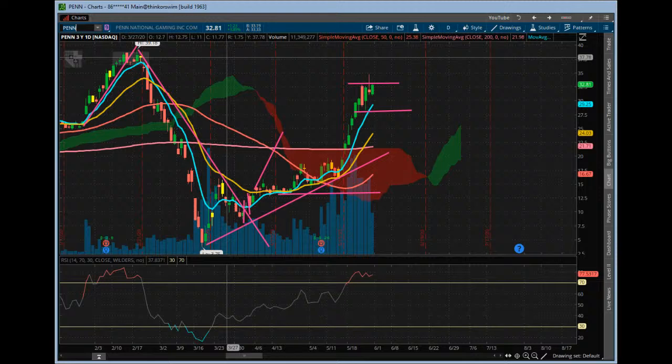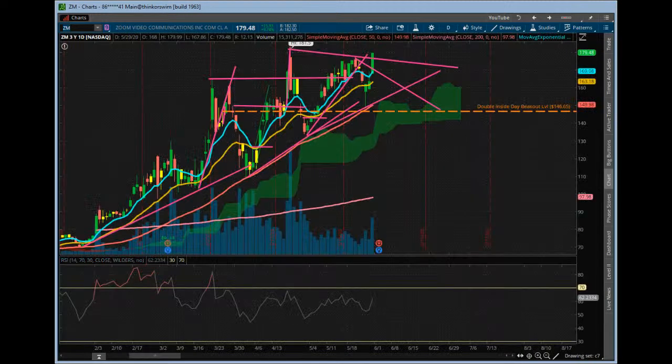Govin, what's going on? Yeah, Zoom. So earnings this week on Zoom. Huge candle on Friday with some great volume. So let's see if it tries to do a little earnings run there for us.